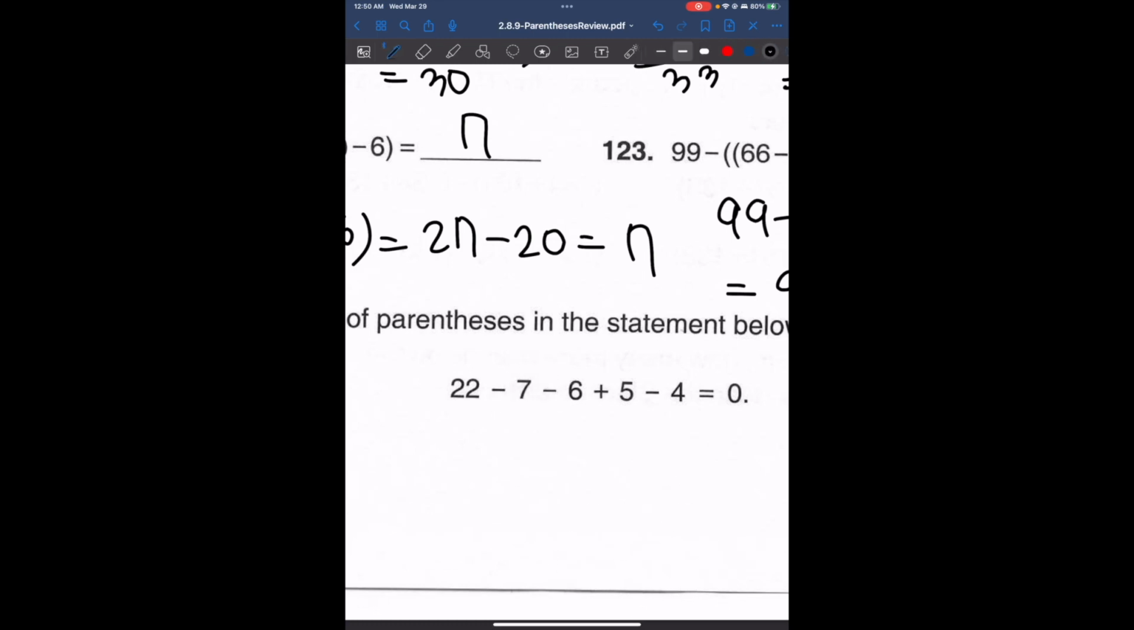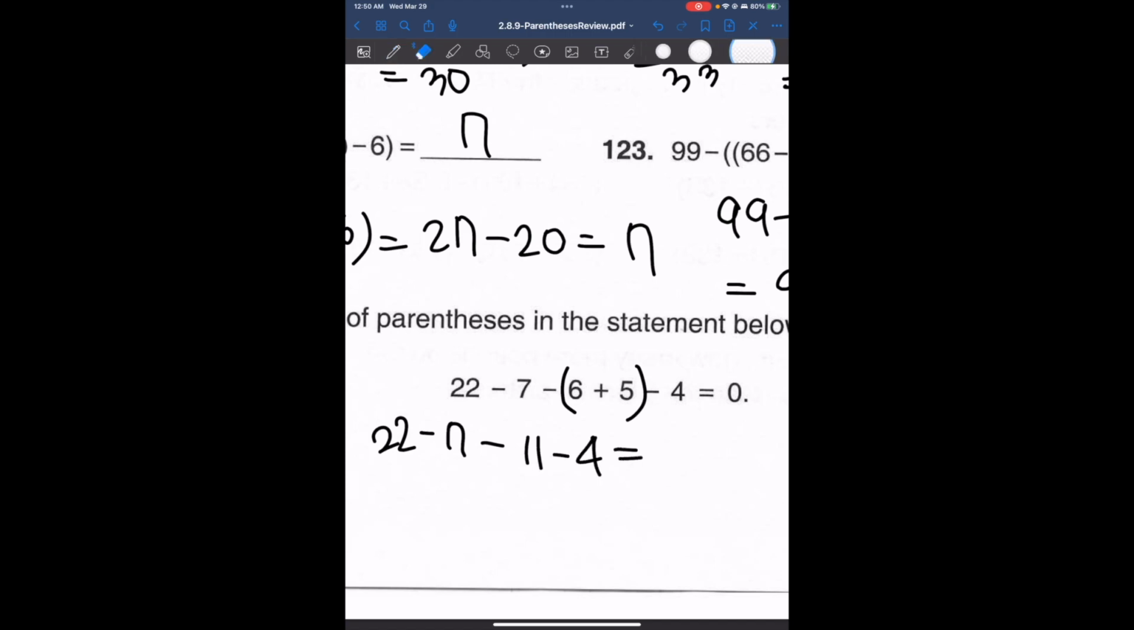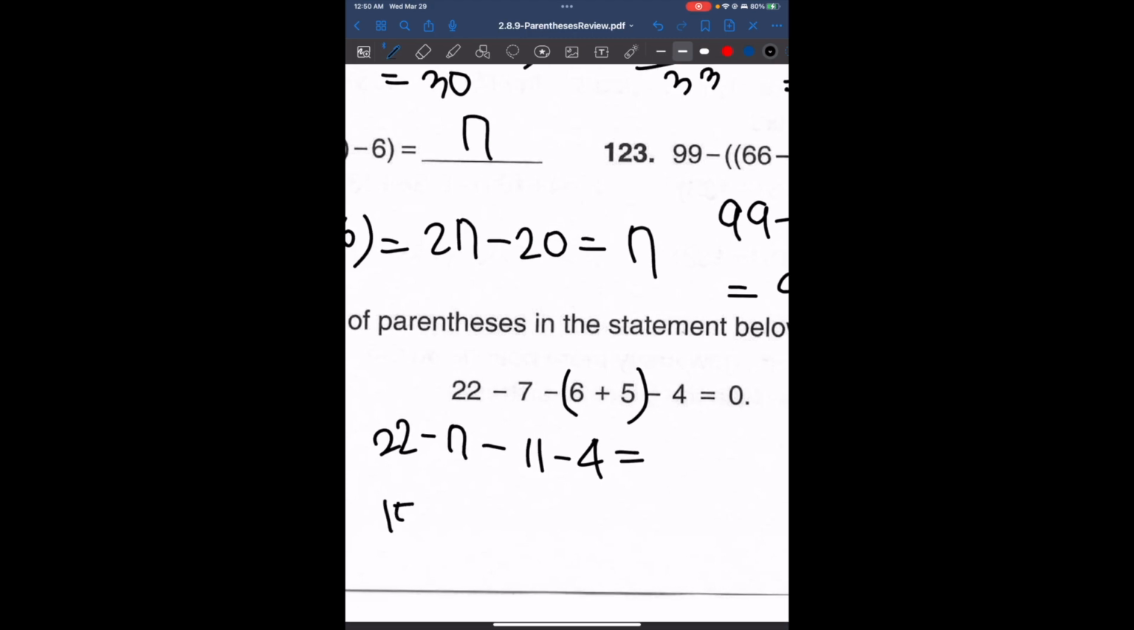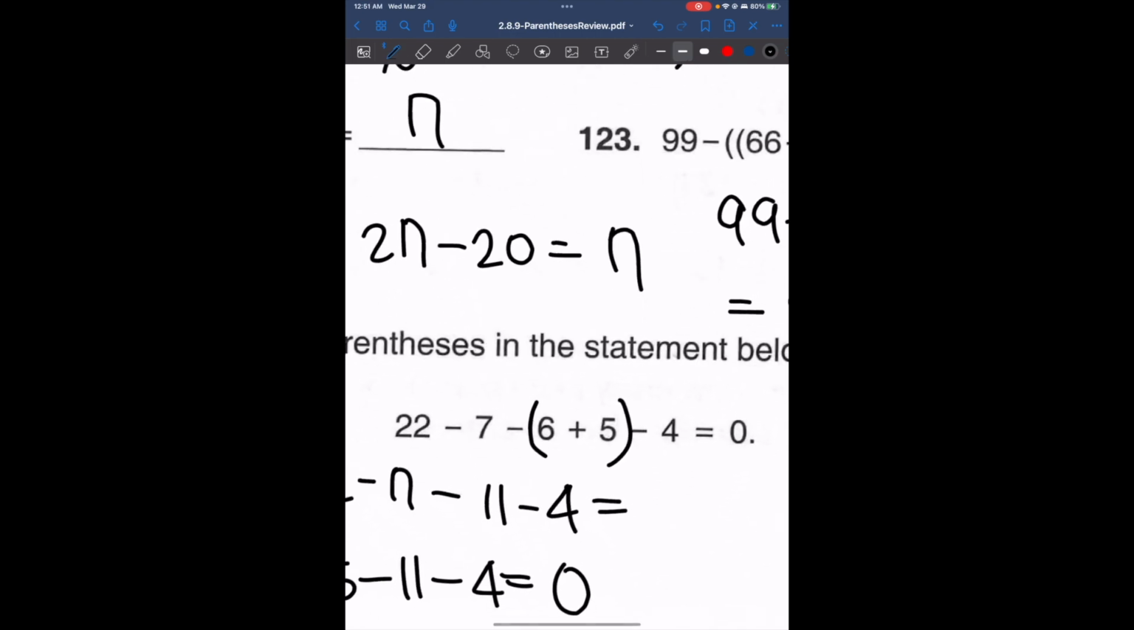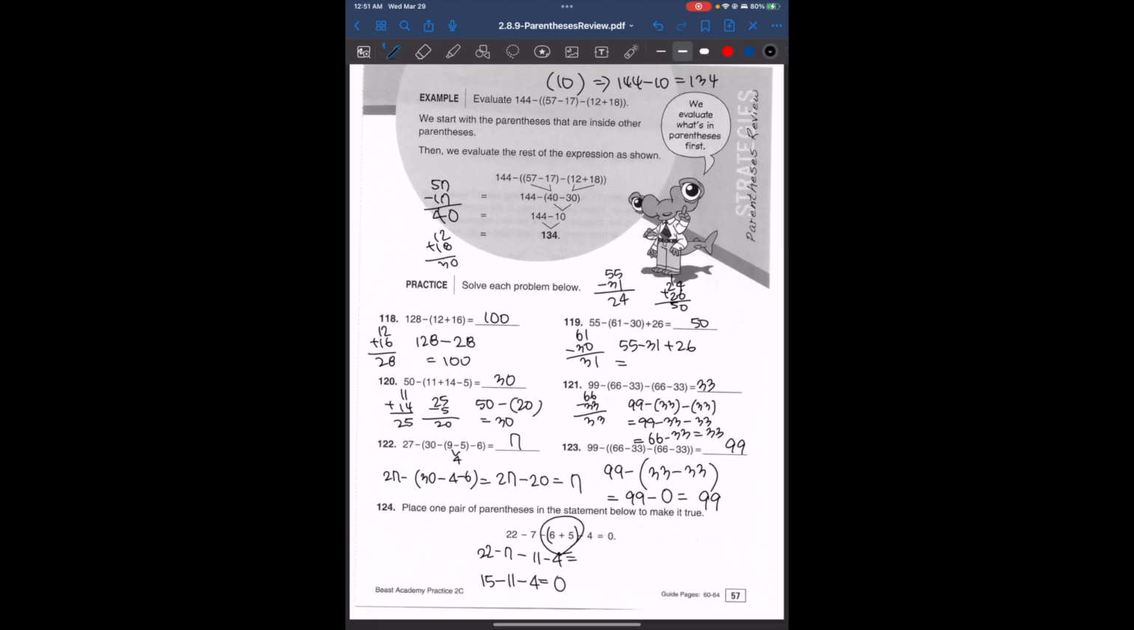Now let's try grouping it like this. 22 minus 7 minus 11 minus 4 equals 0. First we have 22 minus 7, which is equal to 15. So we have 15 minus 11 minus 4, which is equal to 0. So that is the parentheses that we needed.